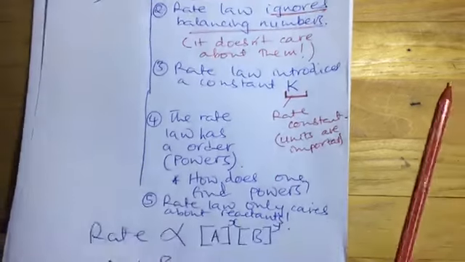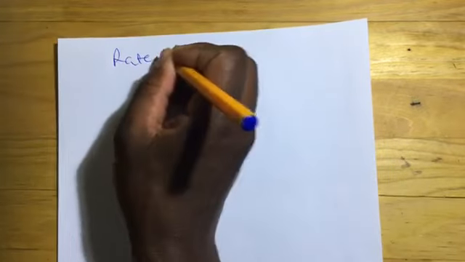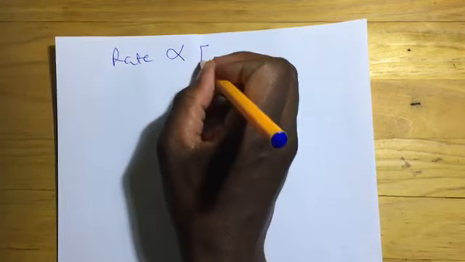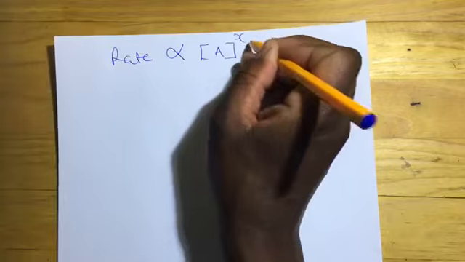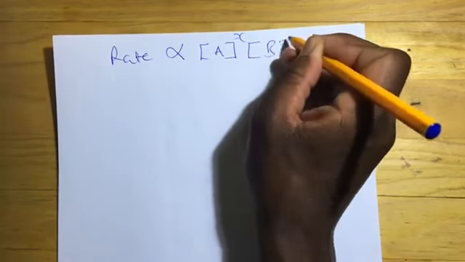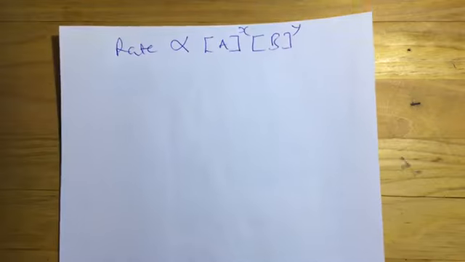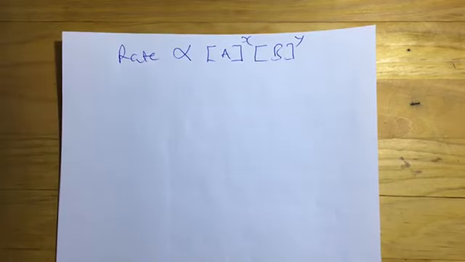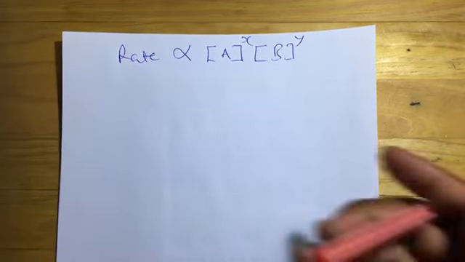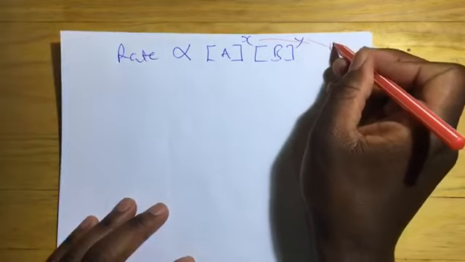Okay. So we've said the general form of the rate law is going to be rate is directly proportional to A to the power X and B to the power Y. I told you that the rate law is interested in what we call the order. The order is the same as the overall power, or the power in short. So these two are powers.